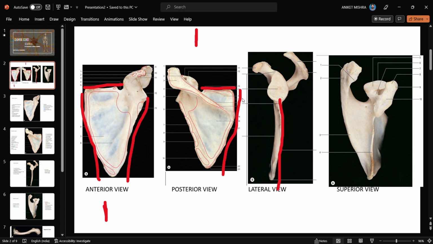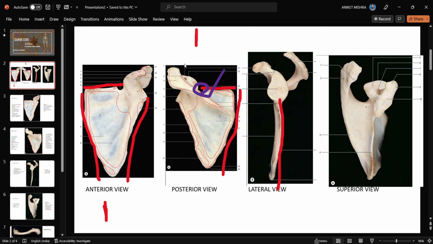When we look at the superior border, we see that it is thin and shorter near the root of the coracoid process. This one is the coracoid process. Near the root of the coracoid process, it has one precise landmark, the suprascapular notch, which lies here. When we talk about the landmark, the suprascapular notch will be present a little here.